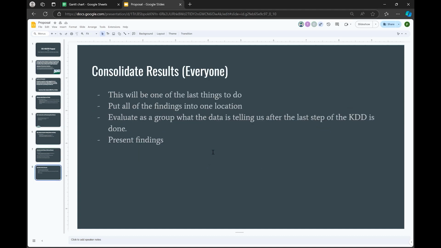And that'll lead to the very last part, consolidating results. So this will be pretty much the last thing that we're going to end up doing. This is all just putting our findings into one specific location where we'll, as a group, evaluate what the data is telling us going into the last step of the KDD. And from there, we will present our findings.